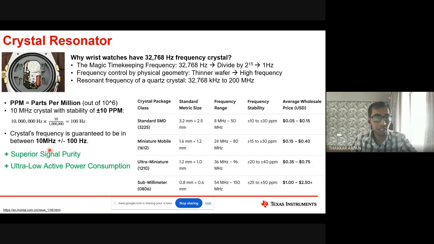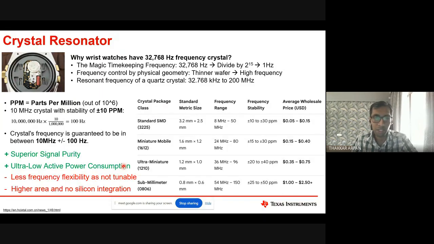So what are the crystal advantages? Crystals give good signal purity, and they give ultra low power consumption. Because it has a very good quality factor, right? What does that mean? It has very little loss. If it has less loss, you have to burn less current to compensate for its loss. It's as simple as that. If something is low loss, you have to give less energy to compensate for that loss. So that's why it takes very low power consumption.